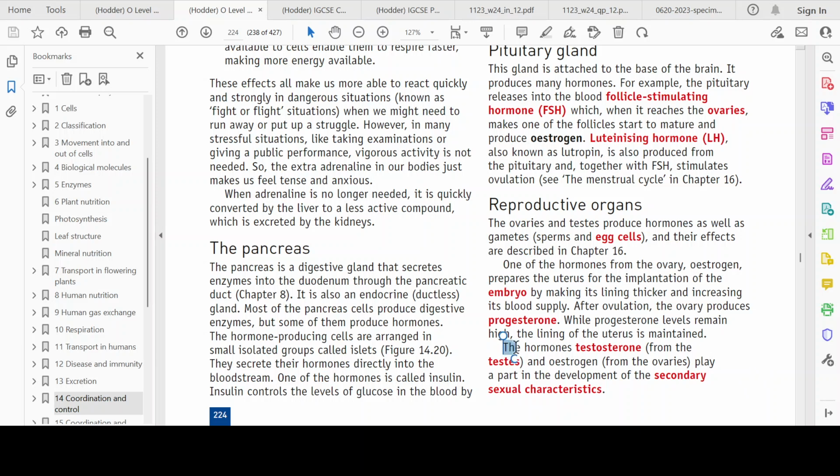As far as the testes are concerned, they produce testosterone, and estrogen from the ovaries, and these play a part in the development of secondary sexual characteristics, which I mentioned. I mentioned estrogen because males have primarily testosterone, but they have some low levels of female hormones as well, so estrogen.